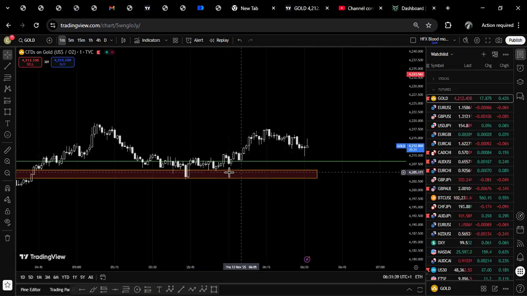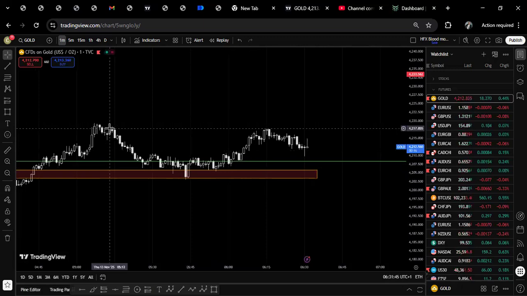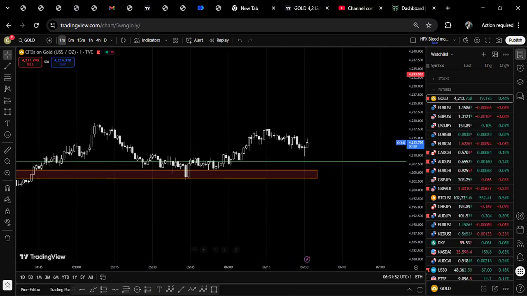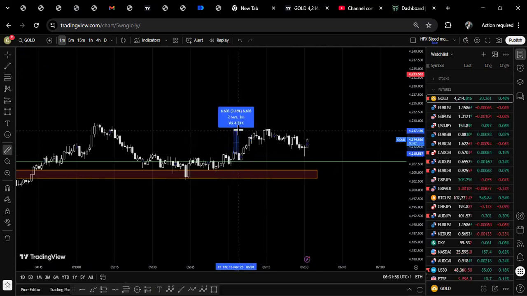Tapped in. My SL was right below this area, 206. Target was this high here, 217, just this high. So a very short move, like how many pips? Very, very short move. Entering at this point, exiting at this point. Six to, yeah, 7 pips basically.